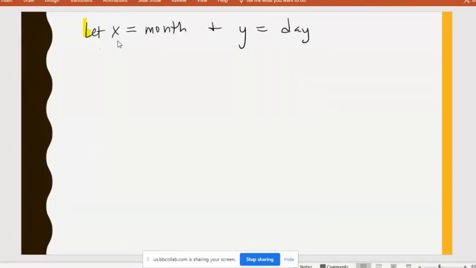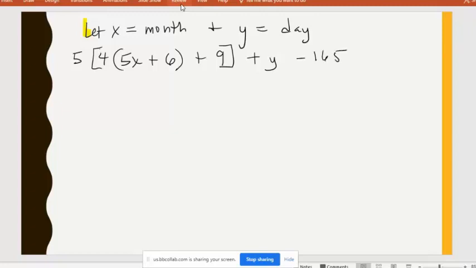Yes? Are we doing the identity? This is going to fall under identity. Yes. Okay. So 5x. Add 6, plus 6. Multiply this result by 4. So you have to multiply the entire result. Parentheses are needed. 4. Add 9, plus 9. Multiply by 5. Again, the entire result multiplied by 5. So put another set of parentheses or brackets. Add the number of the day. So to this, you're going to add y and subtract 165, minus 165.